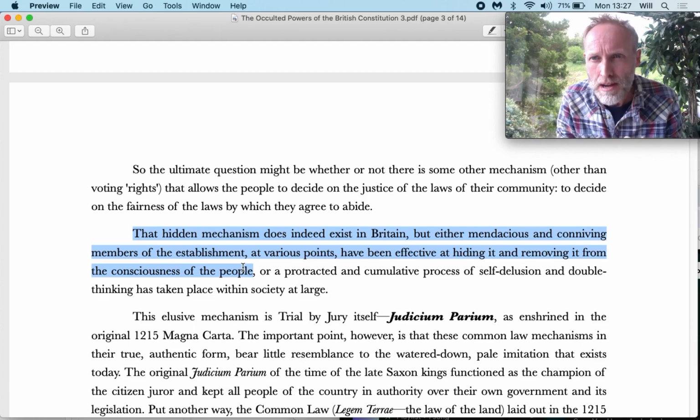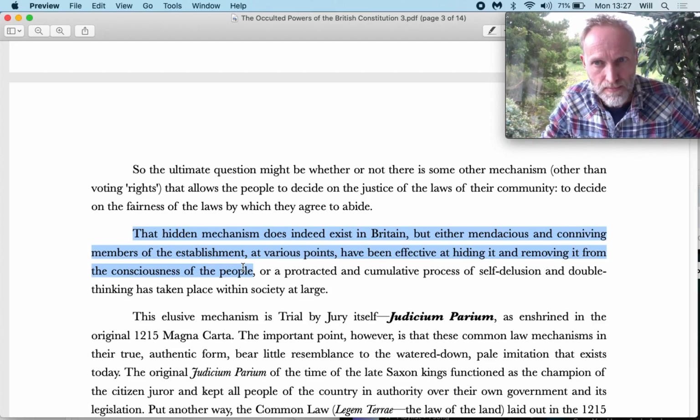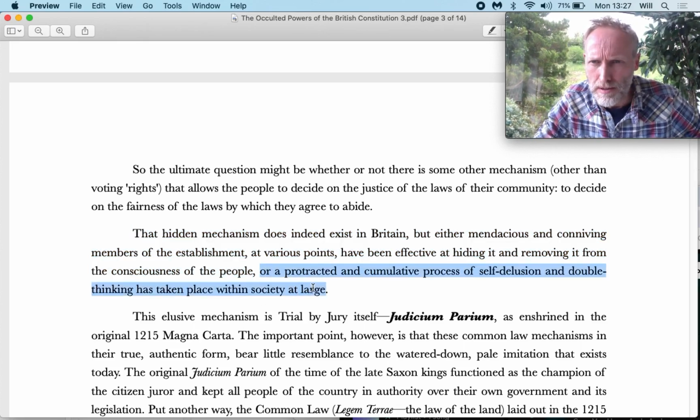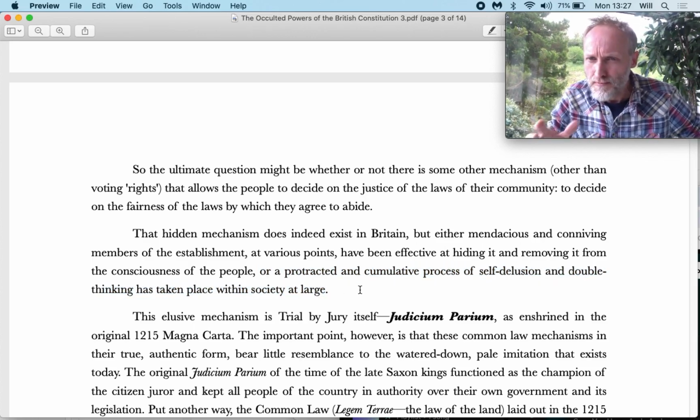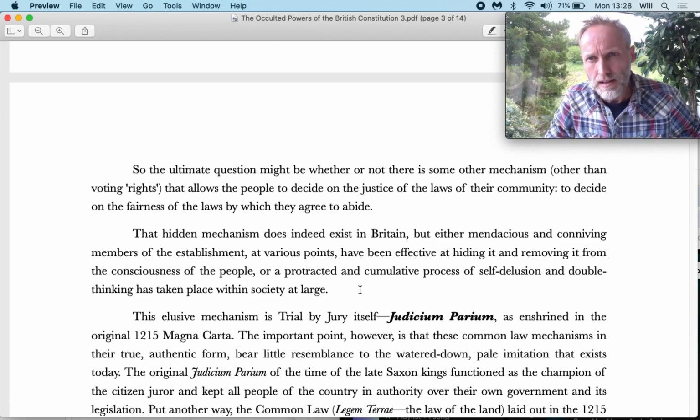Yes, I think it does, and I think we know that to a degree. But what I've come to understand is that there's less of that, in fact, than we might believe. I think it's more the second part of that sentence: a protracted and cumulative process of self-delusion and double-thinking has taken place within society at large. And that is really a reflection of my research into human psychology and the nature of consciousness.